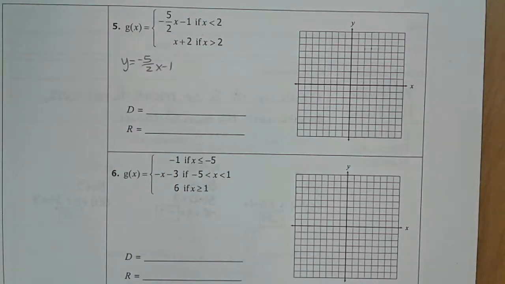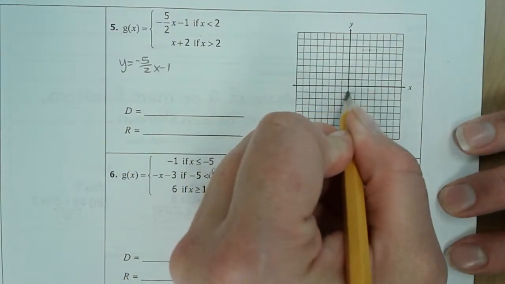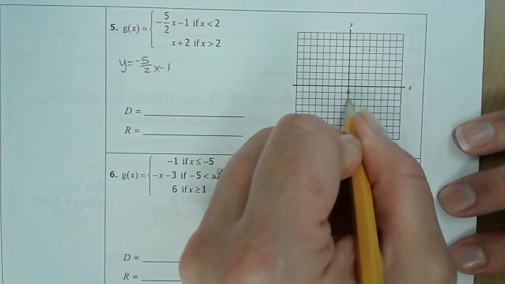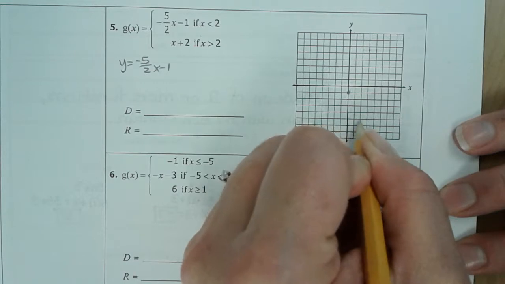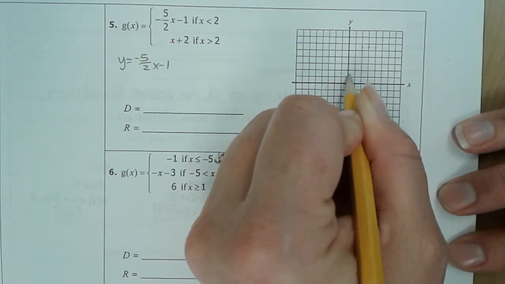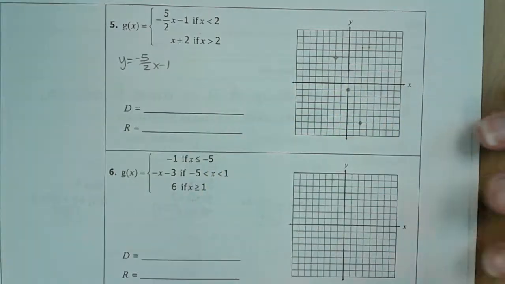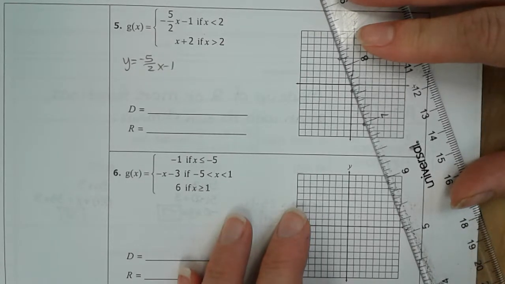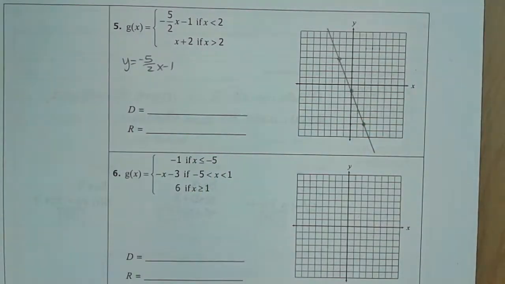Okay, so we graph this line that has a y-intercept of -1, has a -5/2 slope, which means we go down 5, 2, 3, 4, 5, and over 2. And we can do another point this way. Okay, now we'll use our straight edge to give us a nice straight line there. Okay, so this is the line that we have.